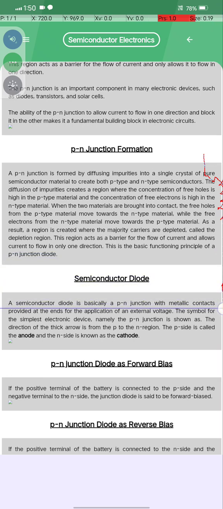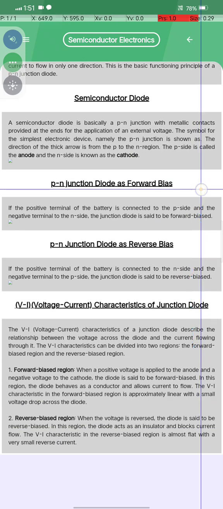What is a semiconductor diode? A semiconductor diode is basically a p-n junction with metallic conductors provided at the ends for the application of an external voltage. The symbol for this simplest electronic device, namely the p-n junction, is as shown, with the direction of the arrow from the p to the n region. The p side is called the anode and the n side is called the cathode.